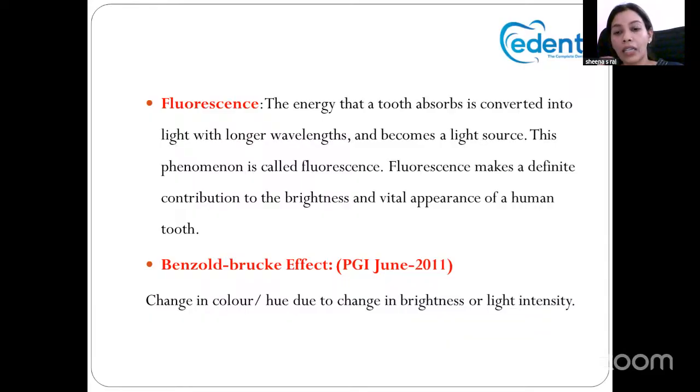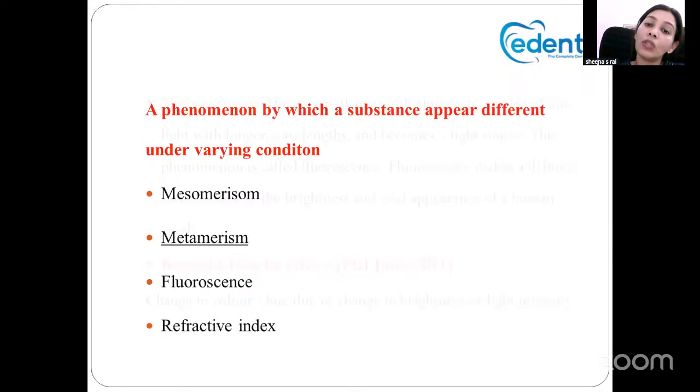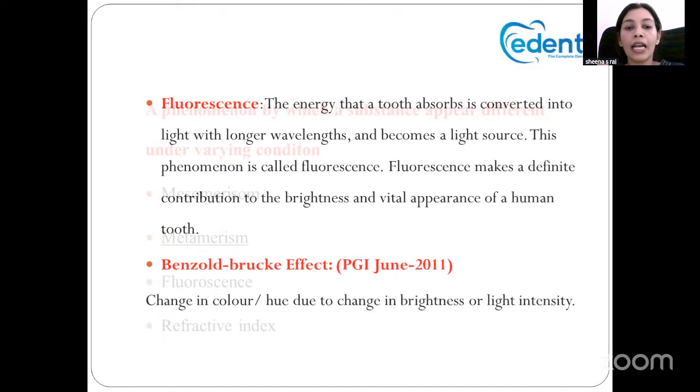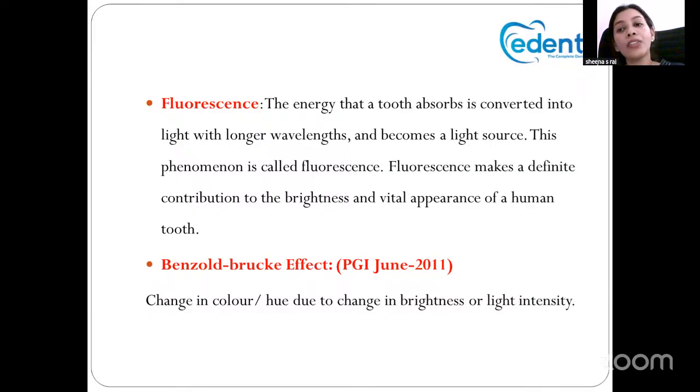Another PGI June 2011 question: what is the Bezold-Brücke effect? There is a change in the color or hue due to a change in the brightness or intensity. That is specifically given. In the previous question, it was varying condition. Please keep all these in mind. If there is varying condition, it is metamerism. And this is a change in the color and hue due to a change in the brightness or light intensity. That is called the Bezold-Brücke effect.